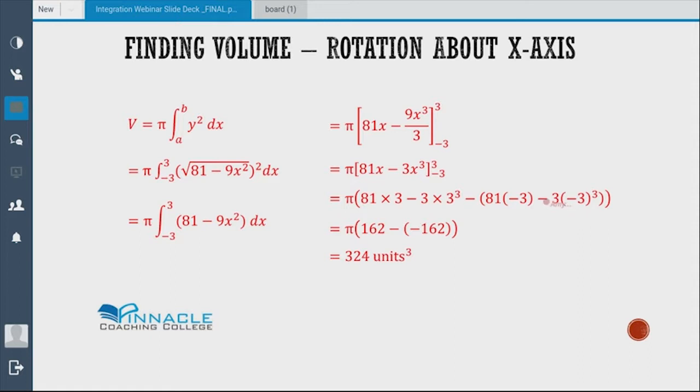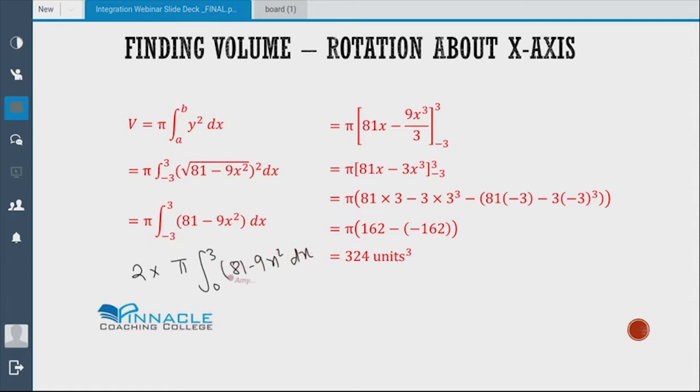Now, another little trick you can use here is, if you look at this function here, 81 minus x squared, it's an even function, okay? So you can also use the fact that in even functions, you can go 2 times from 0 to 3, 81 minus 9x squared.